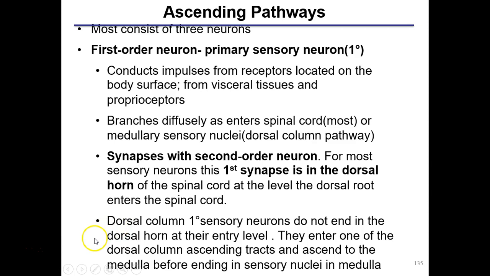All right, some of these are coming, for example, from the foot and run all the way from the foot or the tip of the big toe at the greatest extent all the way up through the leg, okay, enter the spinal cord at either lumbar or sacral levels, all right, and then instead of ending at that level in the dorsal horn, they enter one of these ascending dorsal column tracts, and they ascend all the way up to the base of the brain, in the lowest part of the brainstem, the medulla, before they end. So these could easily be 4 or 5 feet, and if you're very tall, 6 feet long.